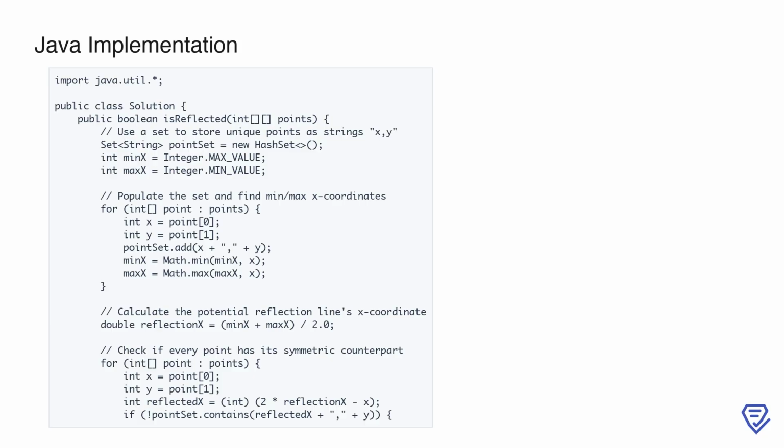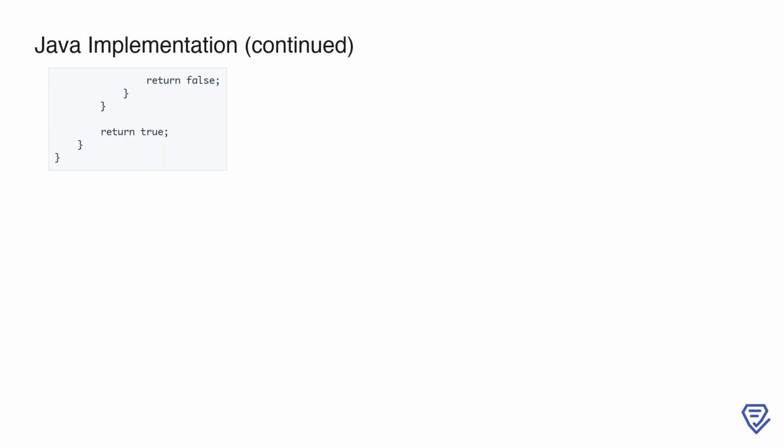With this reflection line in mind, we then check if each point in the array has a symmetric counterpart across this line. To do so, we calculate what the reflected x coordinate would be using the formula 2 * reflectionX - x. If the reflected point, represented as the string "reflectedX,y", is not found in our set, we immediately return false, as this means the symmetry condition fails for that point. However, if the loop completes without any issues, it means that every point has a valid symmetric counterpart across the reflection line. In this case, we return true, confirming that the points are symmetric with respect to the vertical line.